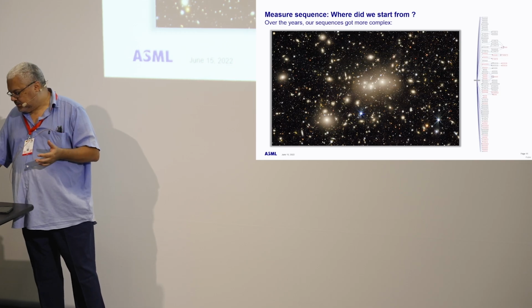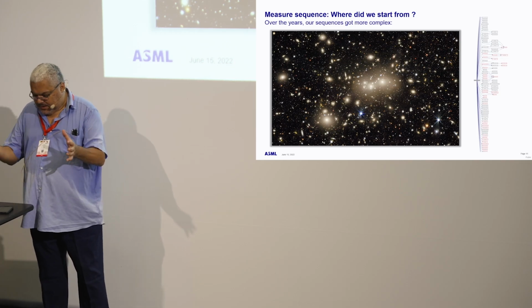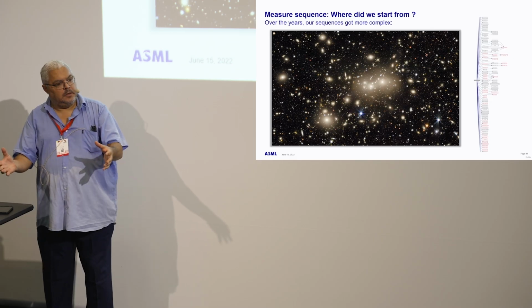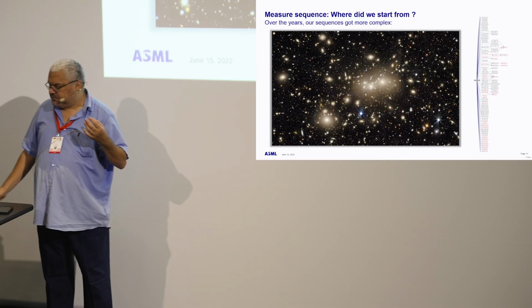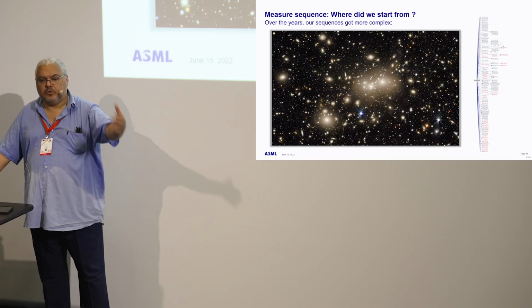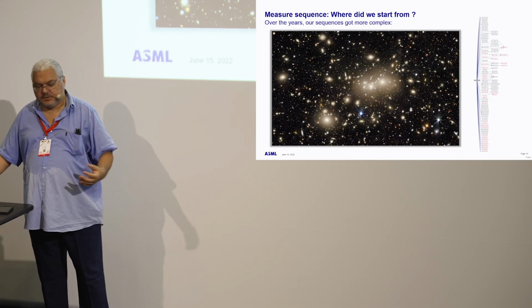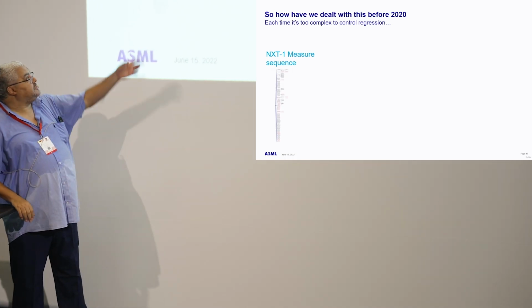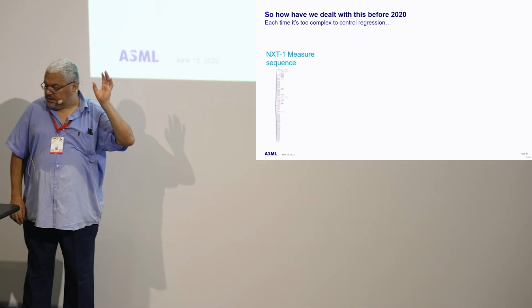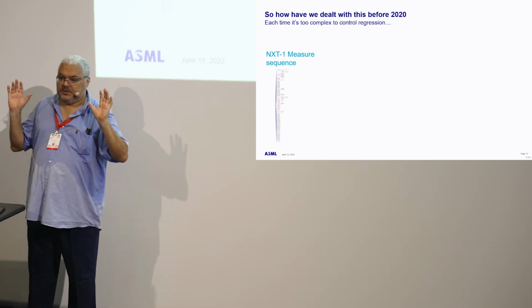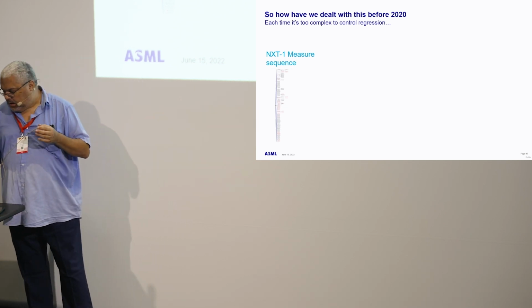How are we dealing with this? Well, we said, okay, we've got to a point where the complexity is so high that we can't really secure against regression by making yet more changes and adding more complexity to the system. And so, as an example, we started with the NXT1 measure sequence. This was just a particular machine type. It doesn't really matter which one.